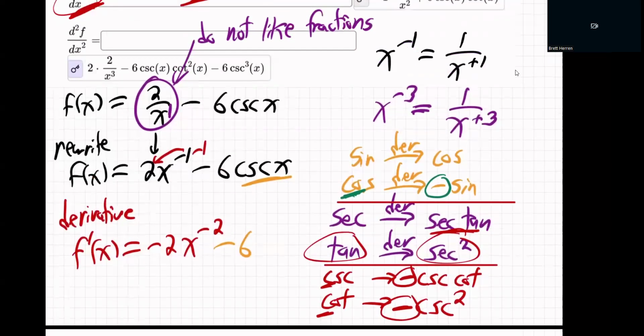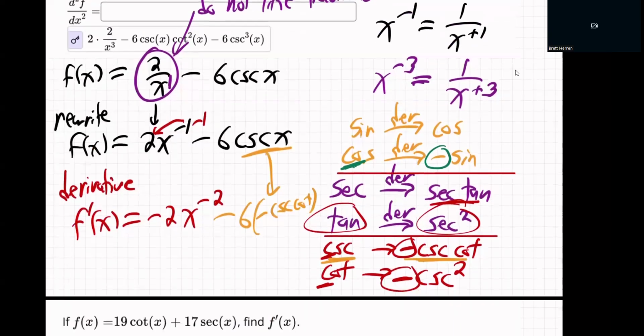So we need to know that. So the derivative then of cosecant, right here, is negative cosecant cotangent. So negative cosecant cotangent. I'm kind of running out of room here, aren't I?